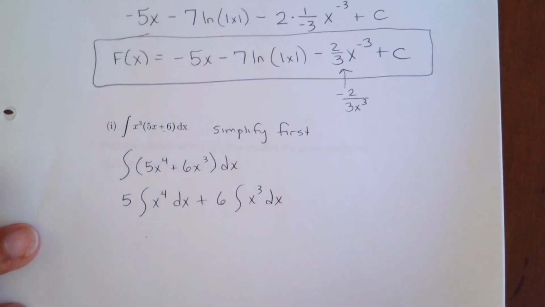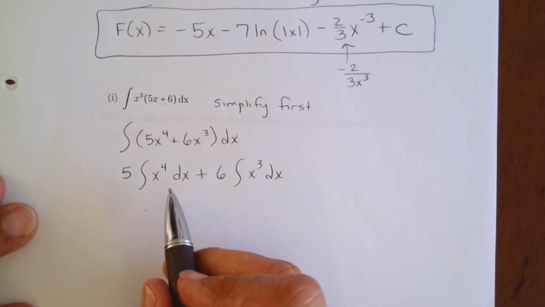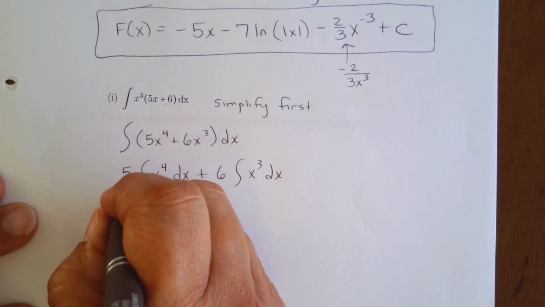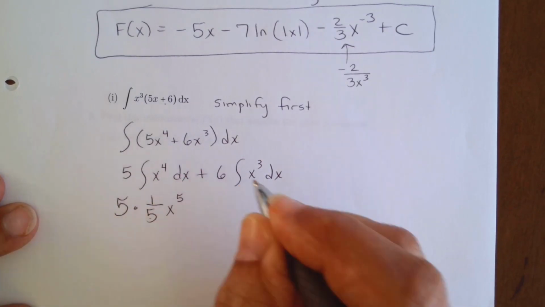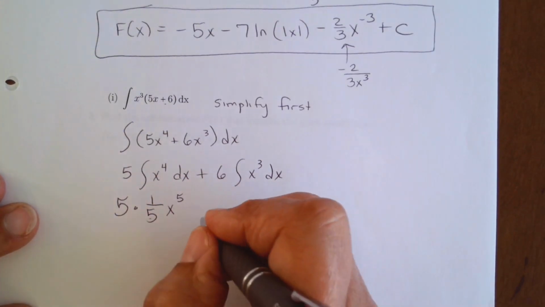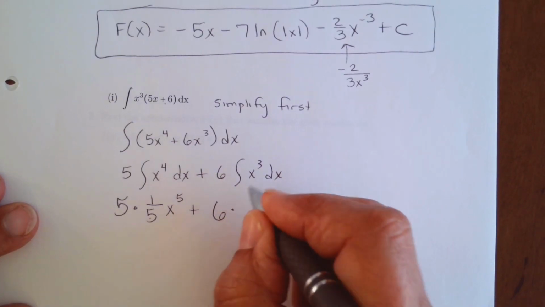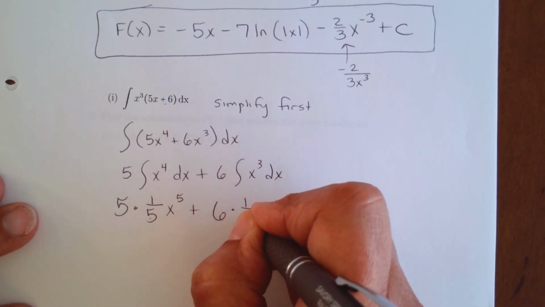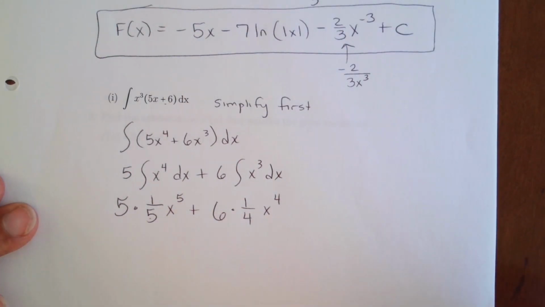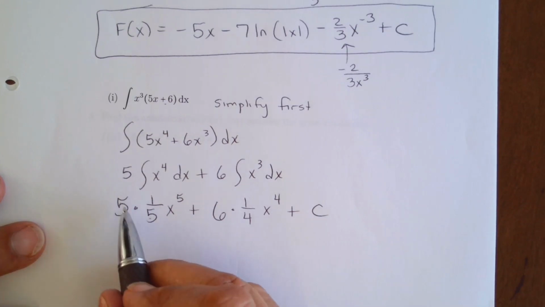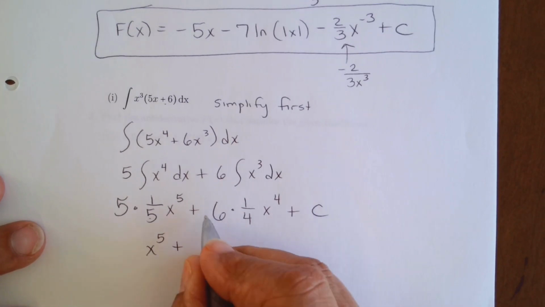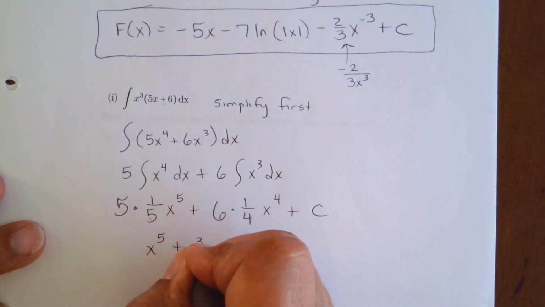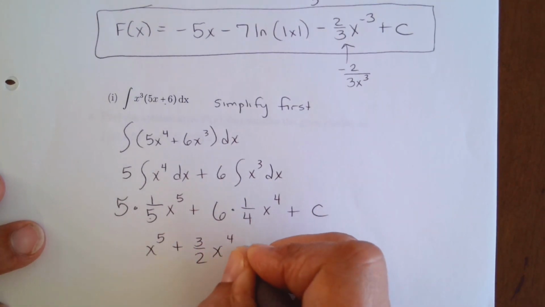Okay. All right, so add 1, so that 5 stays, and then you're going to do 1 over 5, x to the 5th. Okay, adding 1, plus, leave the 6 alone. Same thing here, add 1, so we'll multiply by 1 over 4 and then times x to the 4th, and then plus c. All right, so 5 times 1/5 is 1, so that just leaves you x to the 5th. 6 over 4 is 3 halves, x to the 4th plus c.